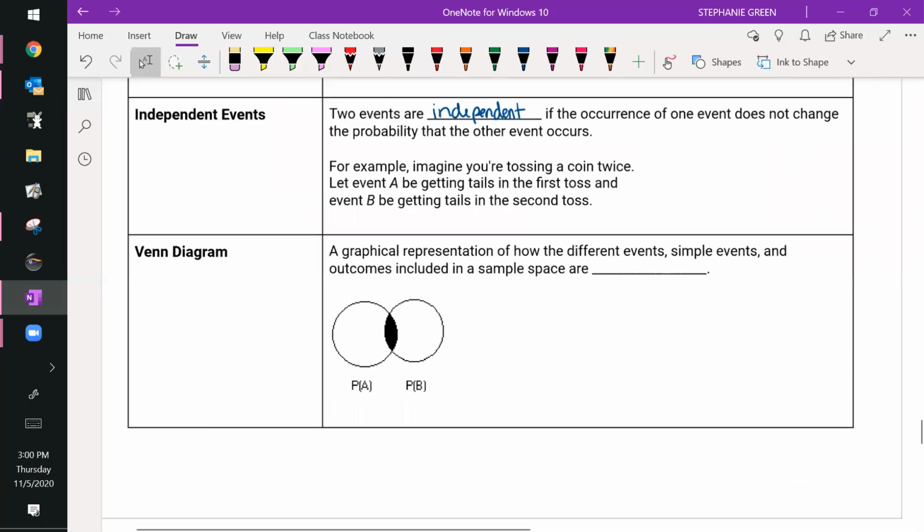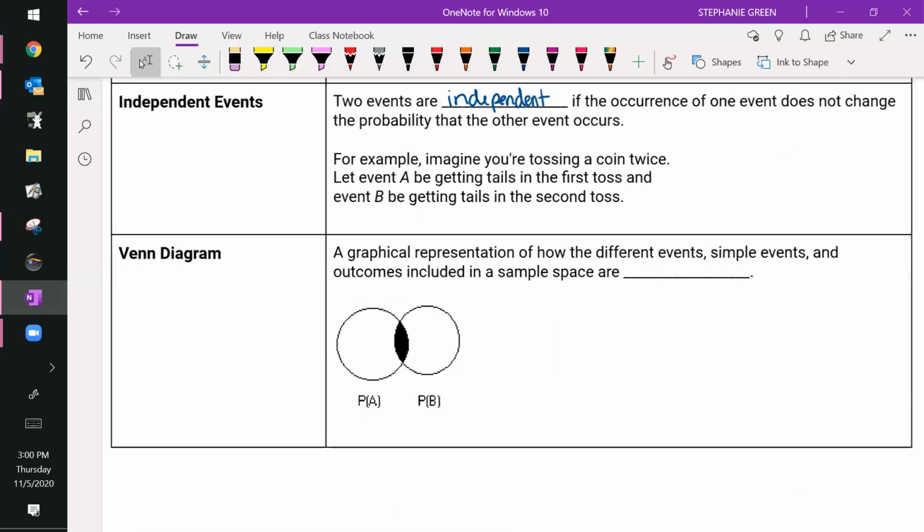Another way that we can look at all of these types of events and how they're related is by using a Venn diagram. A Venn diagram is a graphical representation of how the different events, simple events, and outcomes included in a sample space are related. In the example they give us here, we have 2 different events, A and B, and you can see that they're overlapping, which means they are not mutually exclusive or disjoint. If these two events were disjoint, then their Venn diagram would have absolutely no overlap.